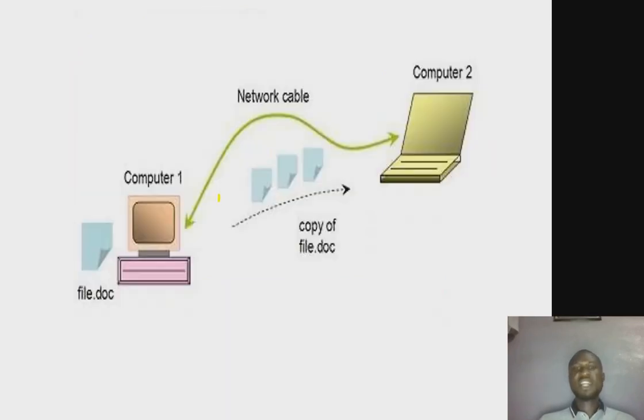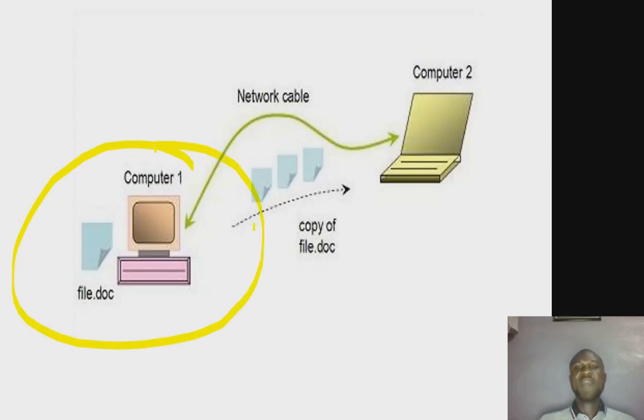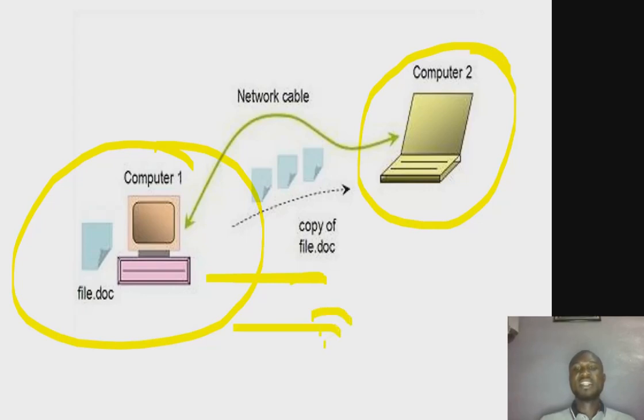Now let's go to the next one. You can see computers, when connected, can share files. Look at computer 1 here. Can you see computer 1? It can share files or transfer files to computer 2. Now, mind you, you can use a cable or you can use a wireless network. Remember we said computers can be connected either by wireless or cable connections.